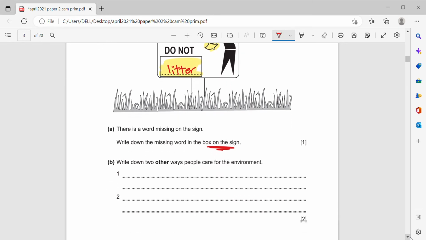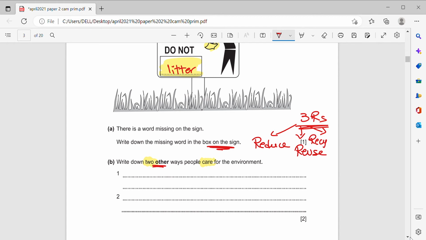The next question. Write down 2 other ways people care for the environment. I need 2 other ways people care for the environment. To make it easy for you, do you remember the 3 R's? What are the 3 R's? We have reduce, reuse, and recycle. Reduce, reuse, recycle, the 3 keywords for caring for the environment.